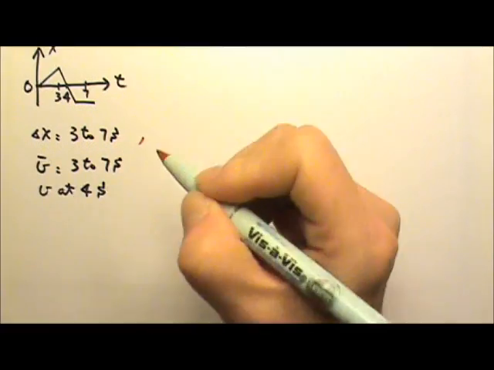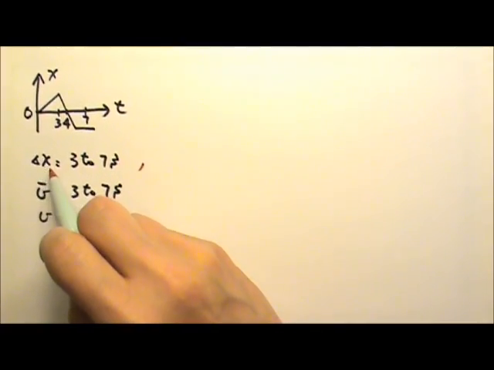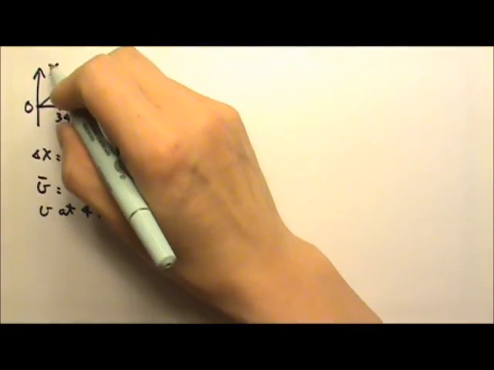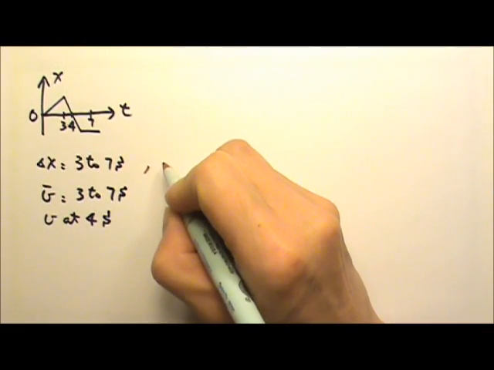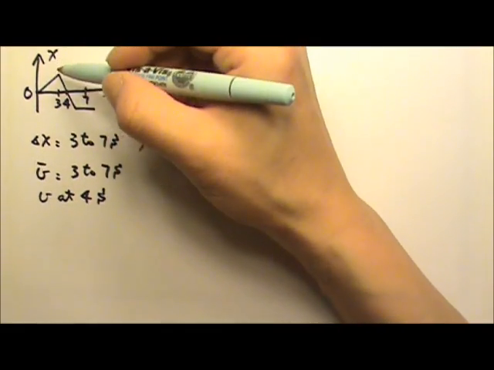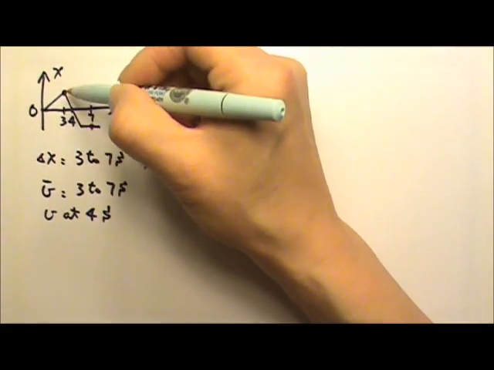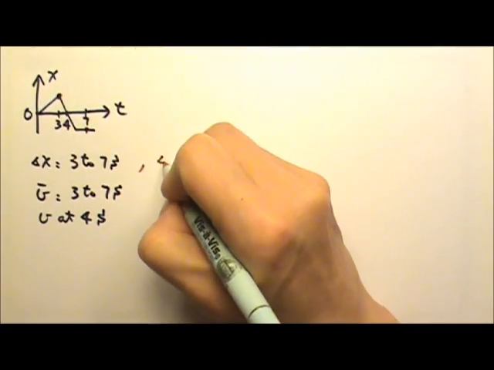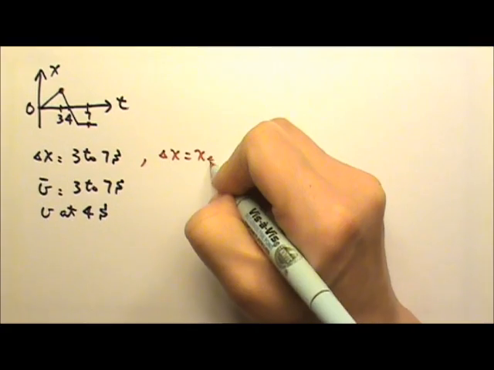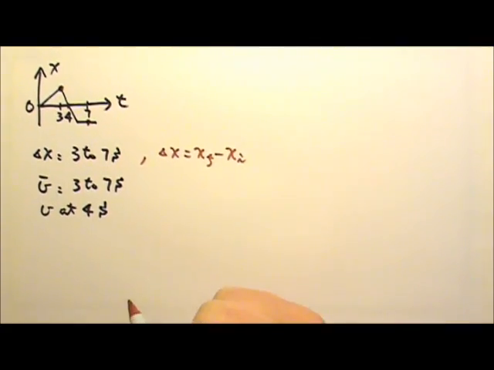We're just going to talk about the methods here. To find the displacement, if we have a position versus time graph, that means we know the initial position and the final position, because we can just read them off the graph. So we can say delta x is the final minus the initial position.